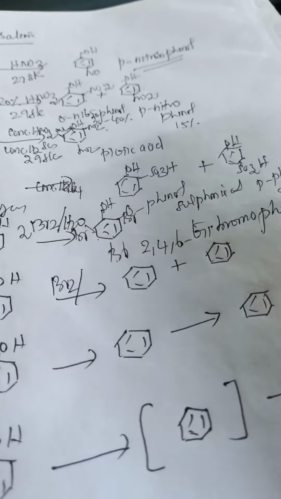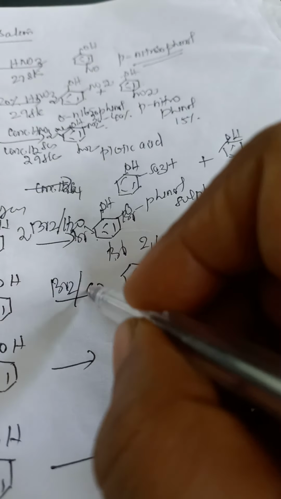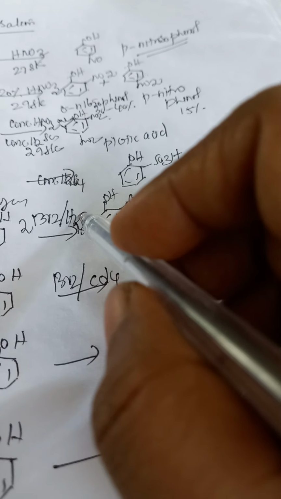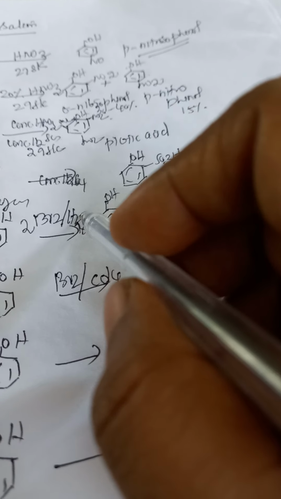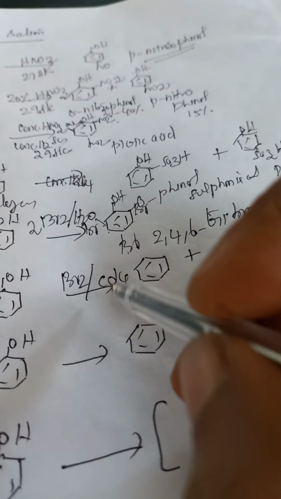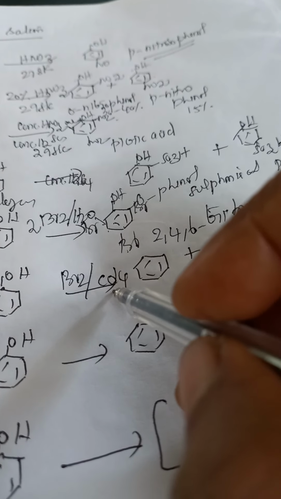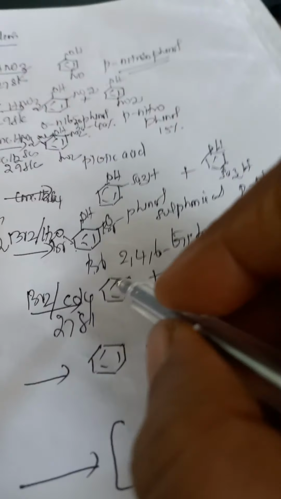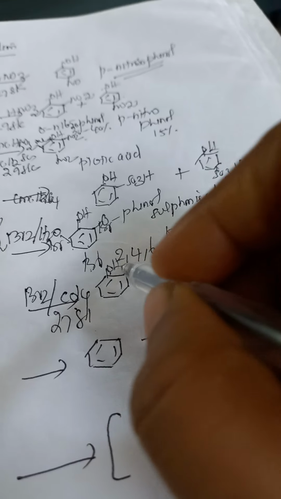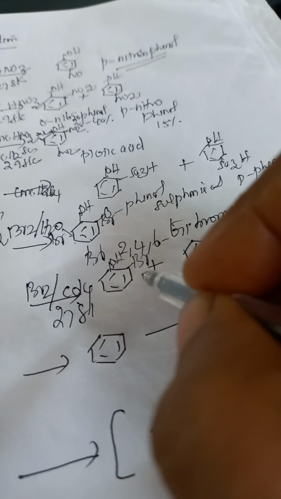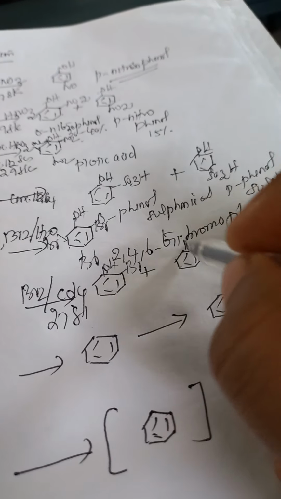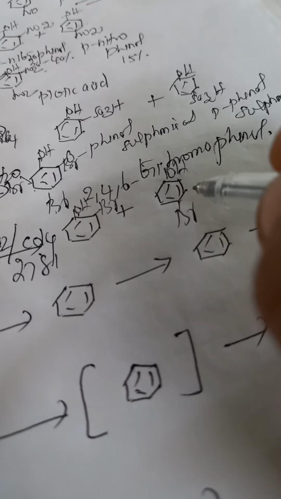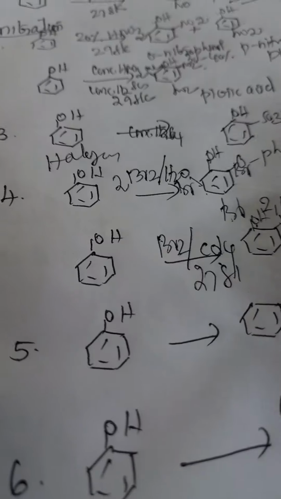But if the reaction is carried out with bromine in carbon tetrachloride, note that water is a polar molecule, a polar reagent. In the presence of a non-polar reagent, carbon tetrachloride or carbon disulfide, at 278 Kelvin, we get two products: ortho bromophenol and para bromophenol.